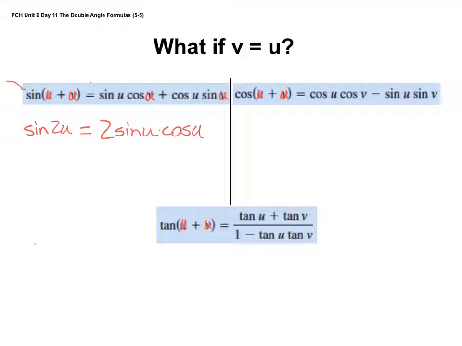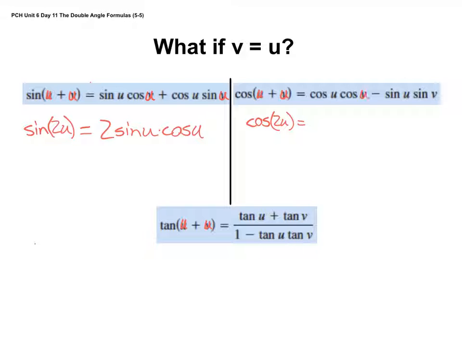Good, okay. Multiplication is commutative, so sine u cosine u is the same as cosine u sine u, so you can add those together, and you get 2 sine u cosine u. And you're right, that also does equal the sine of 2u. Okay? How about the cosine of 2u? What did you guys come up with?